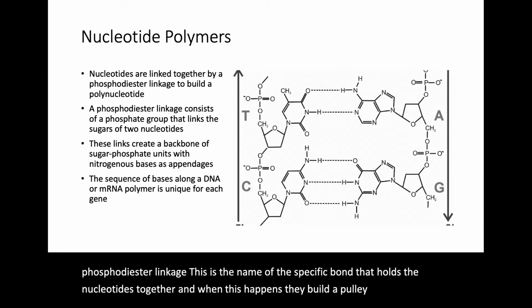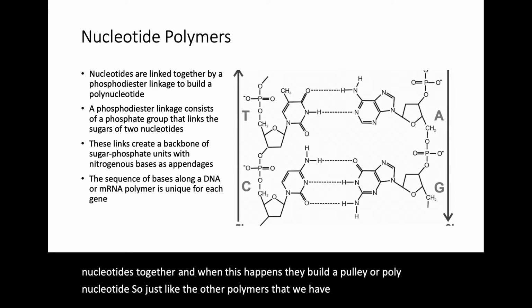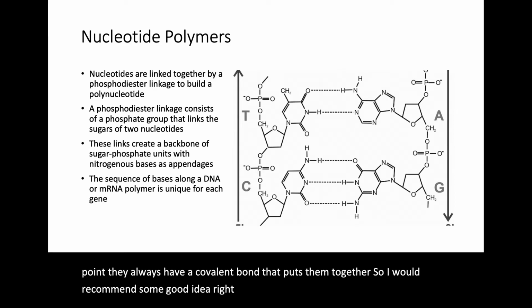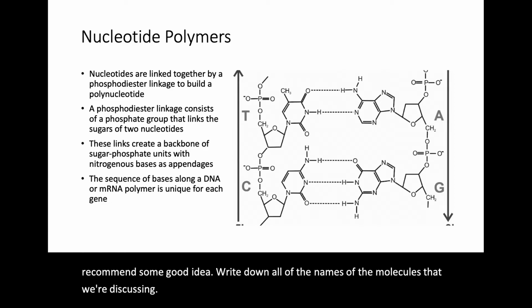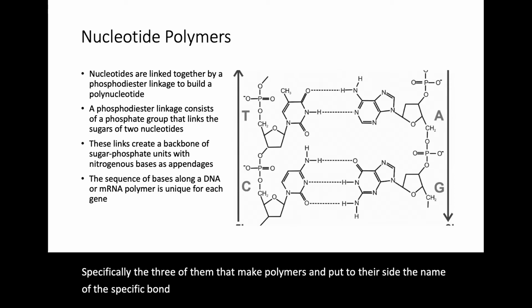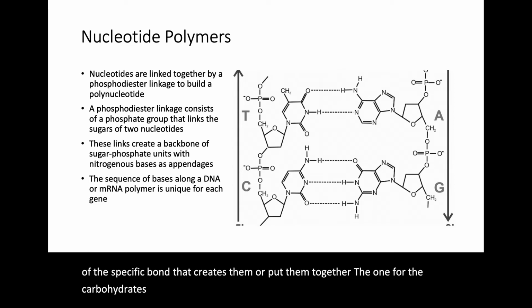So just like the other polymers that we have been observing up to this point, they always have a covalent bond that puts them together. I would recommend, it's a good idea, to write down all of the names of the molecules that we are discussing, specifically the three of them that make polymers, and put to their side the name of the specific bond that creates them or puts them together. The one for the carbohydrates, for the amino acids, and for the nucleotide polymer.